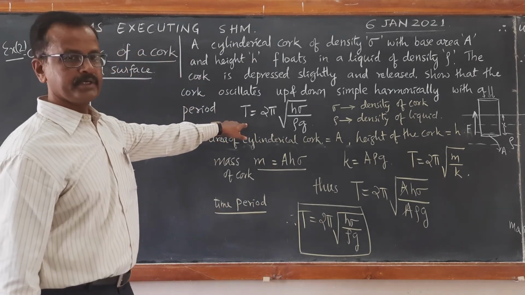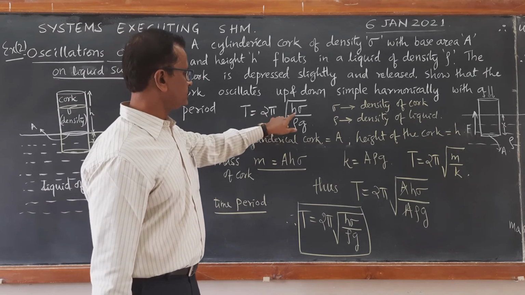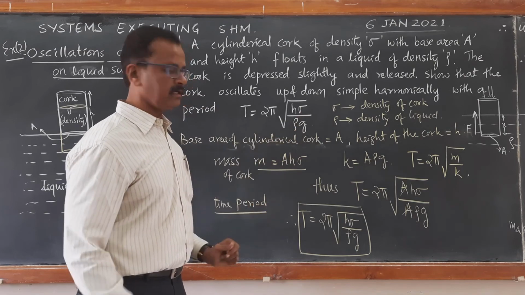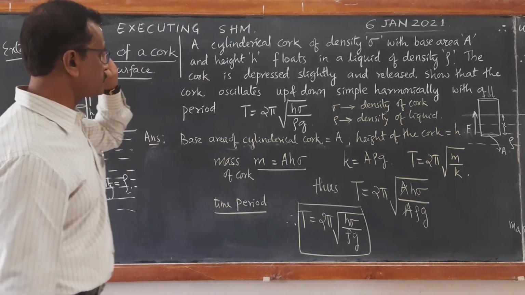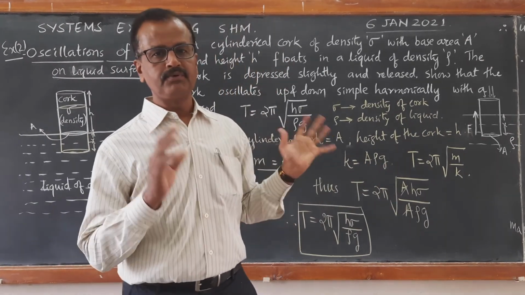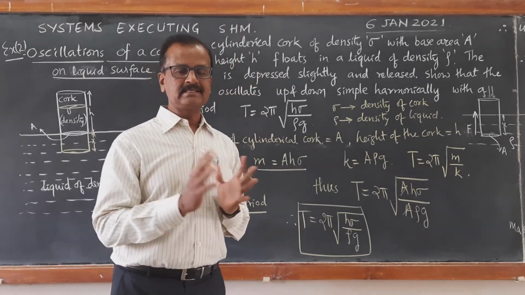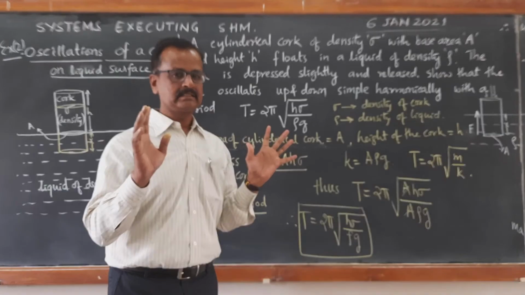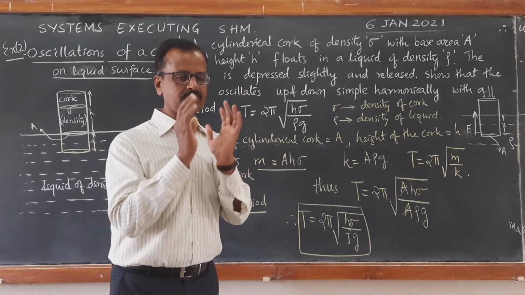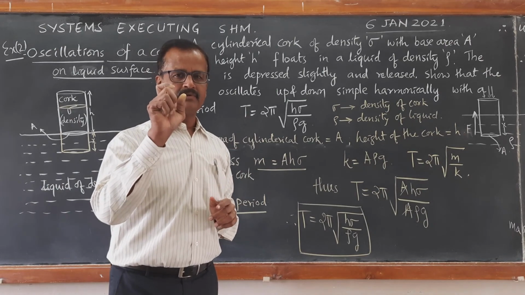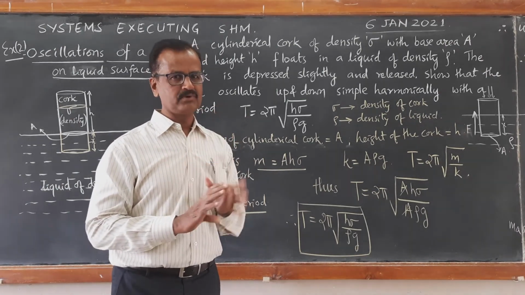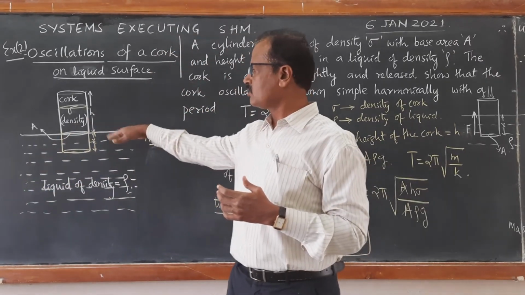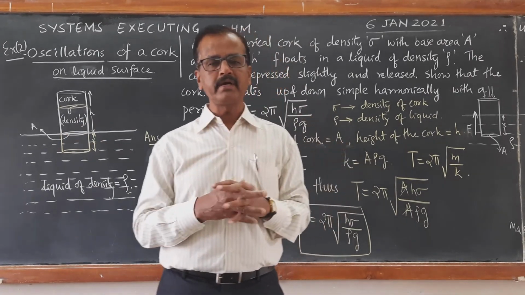This is what is asked to prove here: T equal to 2 pi square root of H sigma divided by rho g, where sigma is the density of the cork and rho is the density of the liquid. So when such numerical problems are asked, first you have to prove that the force acting on the oscillating body obeys the force law of simple harmonic motion, F is equal to minus kx. Once you get that form of equation, you get the value of the force constant k. Then you are proving that those oscillations, here the up and down oscillations of the cork, are simple harmonic in nature.